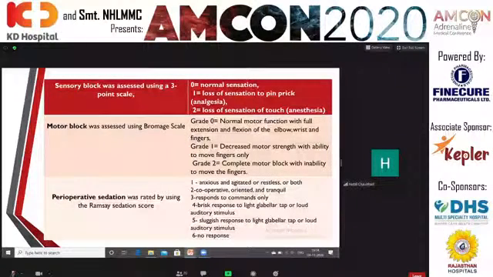A sensory block was assessed using a 3-point scale. Motor block was assessed using Bromage scale, and perioperative sedation was rated by using the Ramsay sedation score.